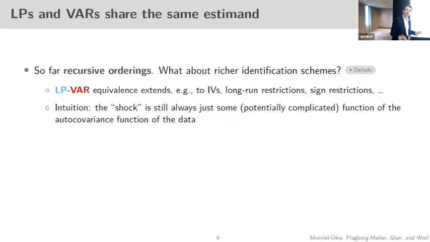In all of those, what you're calling a shock is nothing but sometimes a simple, sometimes a more complicated function of the autocovariance function of the data. And both of these methods are estimating that. Okay, so they have the same estimand. They're trying to recover the same thing.